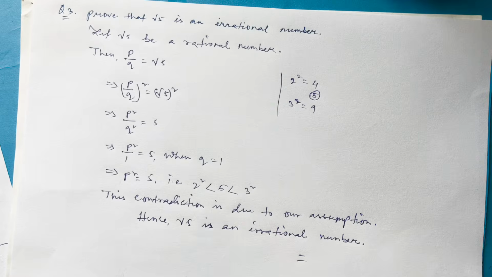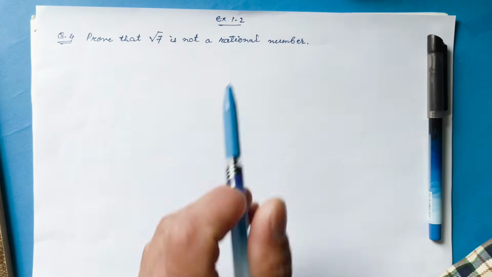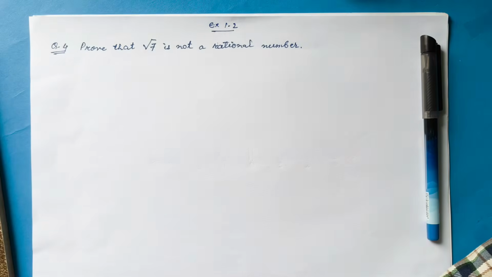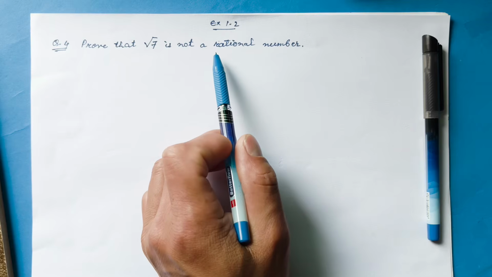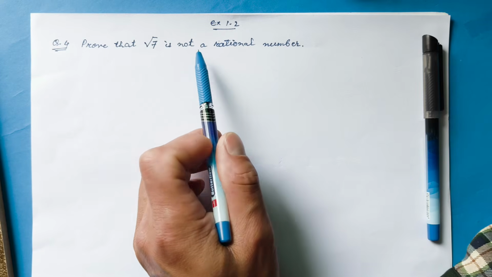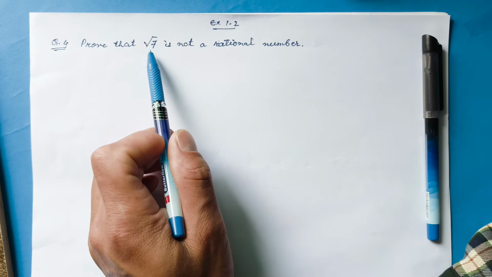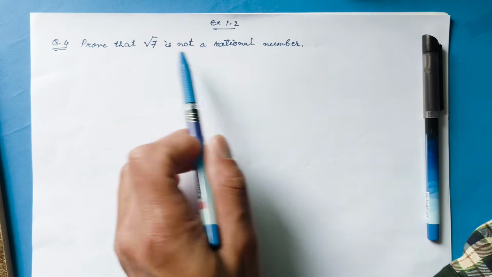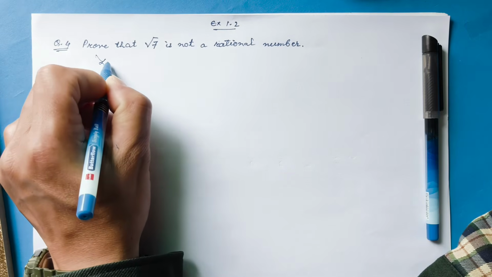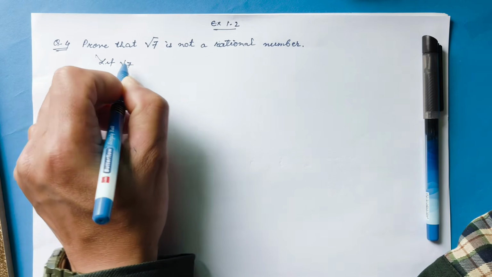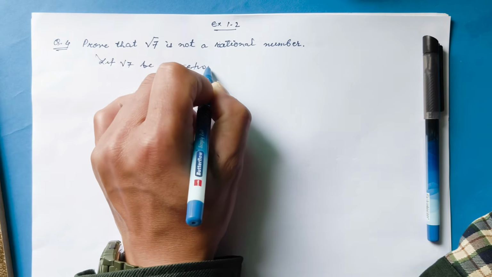I think you will understand. Question number 4. Prove that root 7 is not a rational. Root 7 is not a rational means root 7 is an irrational. Root 7 is an irrational means there is no rational number whose square is 7. Now let's see. Root 7 is not a rational means let root 7 be a rational number.